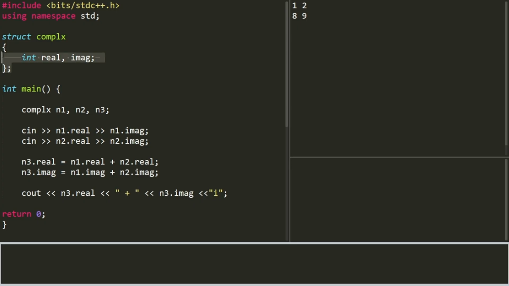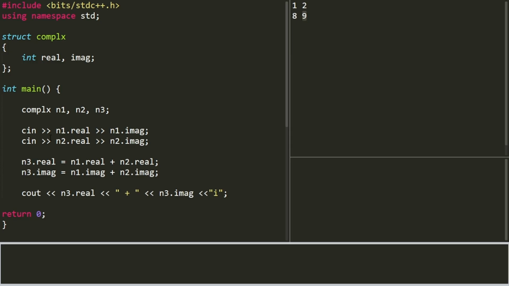So first of all, we are making a structure in which we are declaring two variables. First is the real part and second is the imaginary part. Okay. So here we are declaring three complex numbers basically, n1 and n2 for taking the input and n3 for storing the values of addition of n1 and n2. So here we are taking the values, both real part and the imaginary part, separately. So this is the real part, this is the imaginary part, this is the real part and this is the imaginary part.